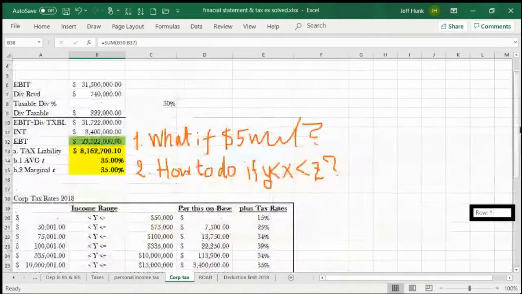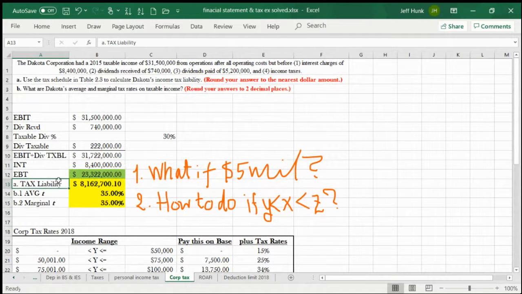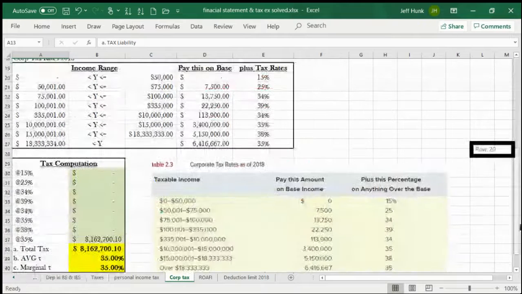It's also called tax liability, of course, because that's what you owe the IRS. So it's a liability to the IRS, to the government, not a liability to the creditors. So our question is, use the tax schedule and calculate Dakota's income tax liability. What are Dakota's average and marginal tax rates on taxable income?